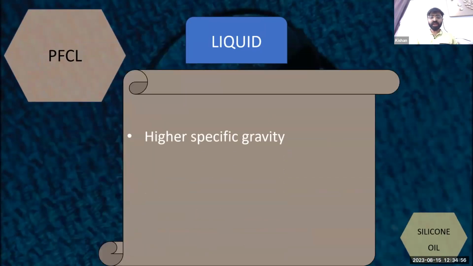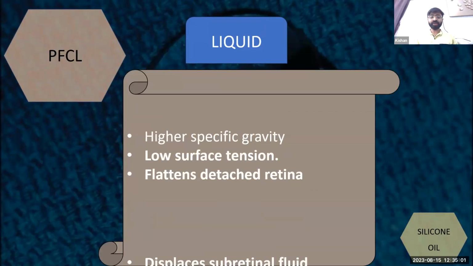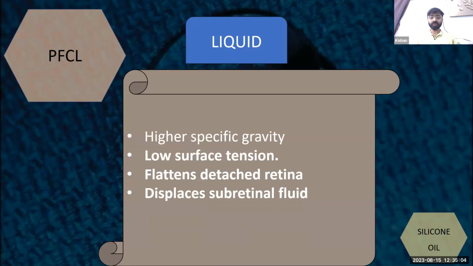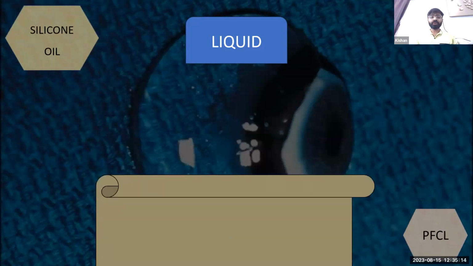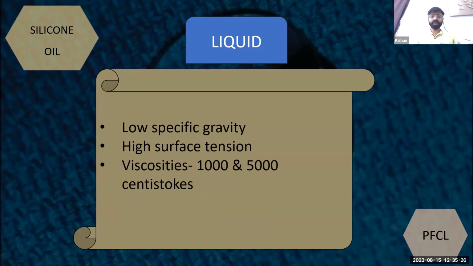PFCL has a high specific gravity and low surface tension, so it flattens the retinal detachment and displaces the subretinal fluid from the retina, and it is not left long in the vitreous cavity because of its toxicity. Now, silicone oil has a low specific gravity and high surface tension, so it is a good vitreous substitute to maintain the tamponade effect. Clinically we can use viscosities of around 1000 and 5000 centistokes.